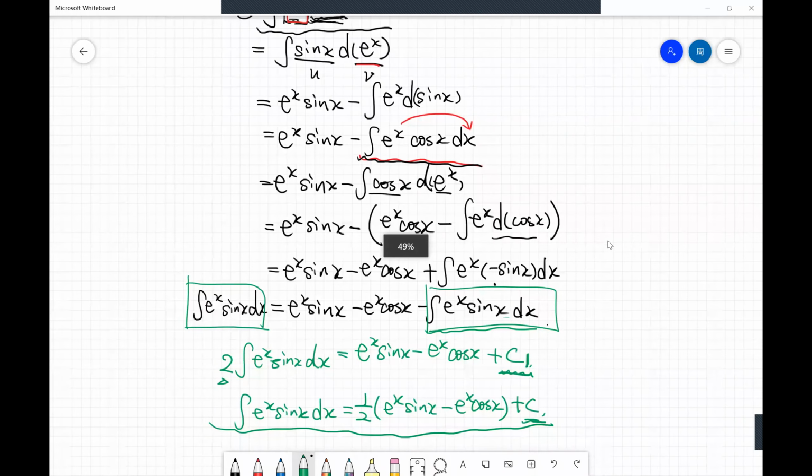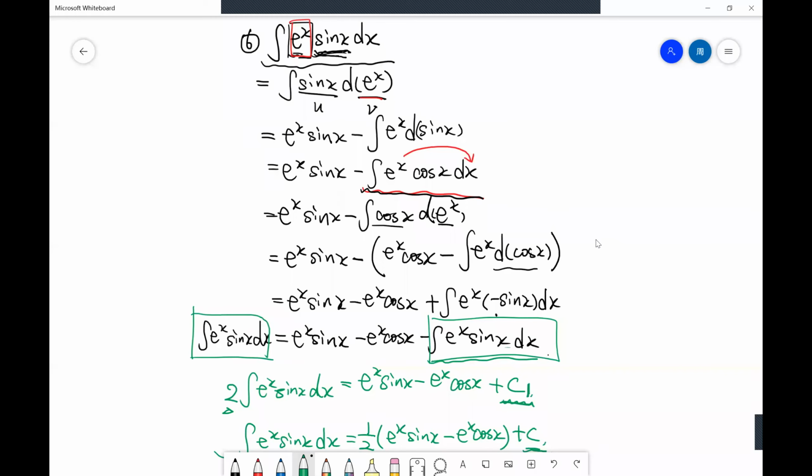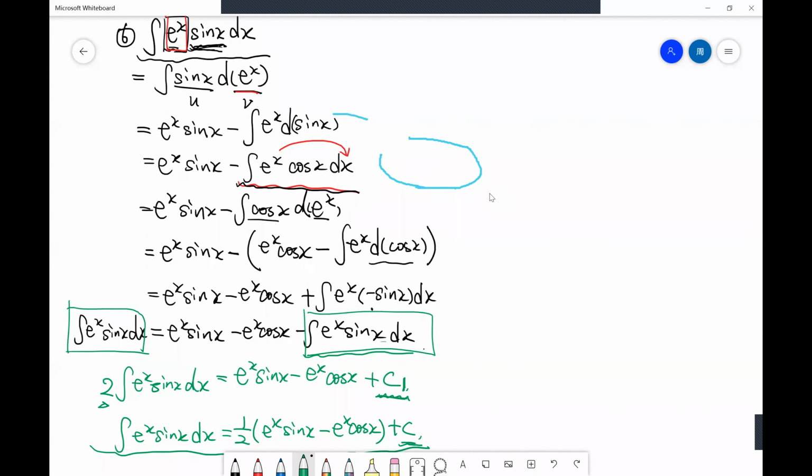So could you please repeat from which part? From this part? Okay, from this part. Which part? The third line? Yeah. Okay, here. From this part, from this line.